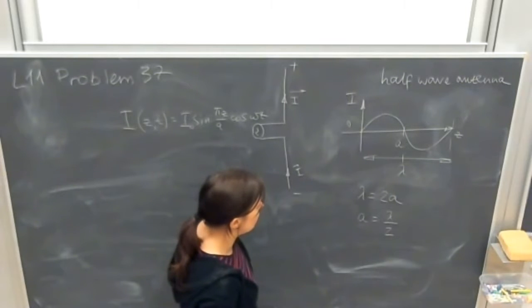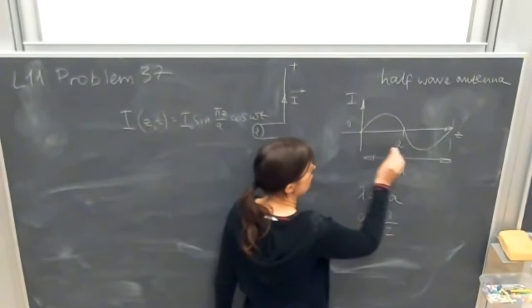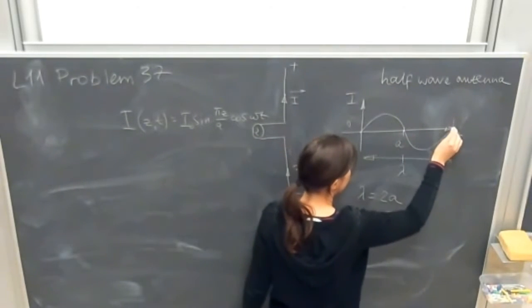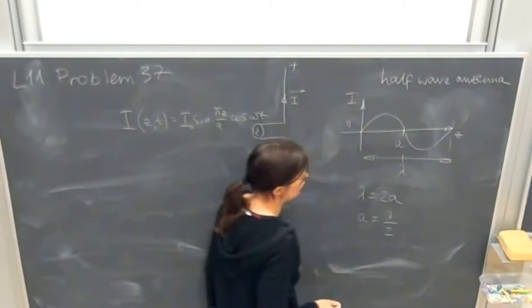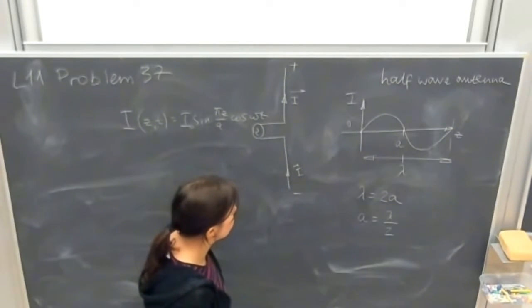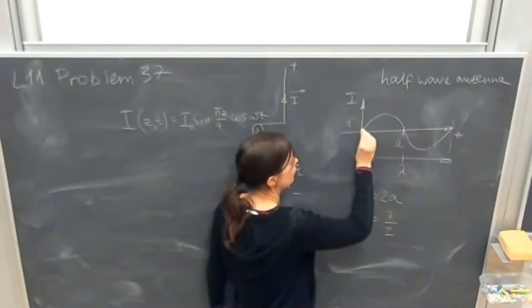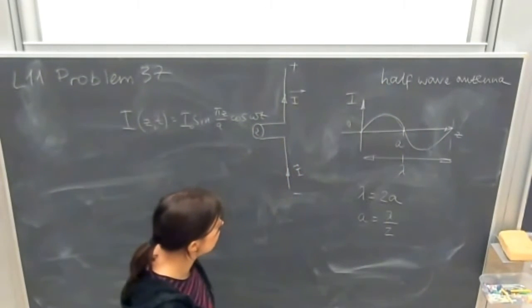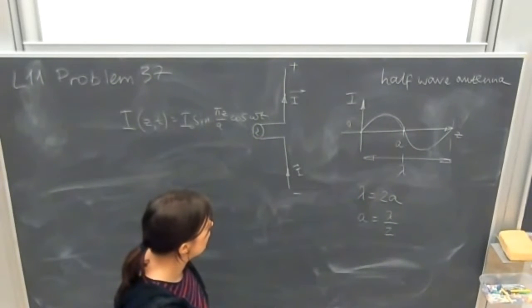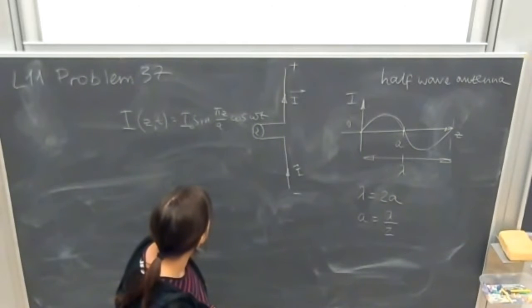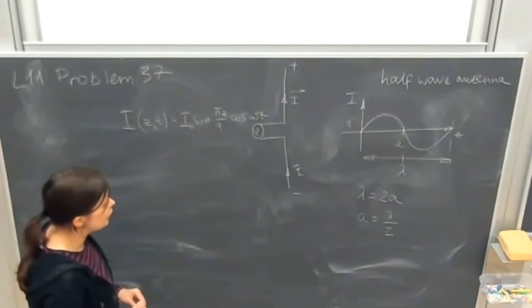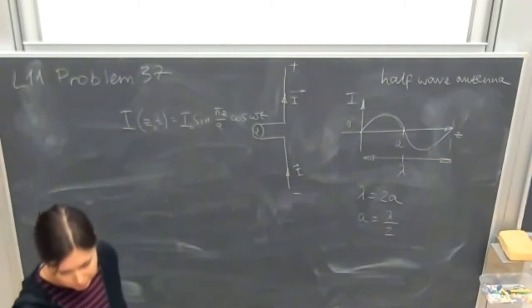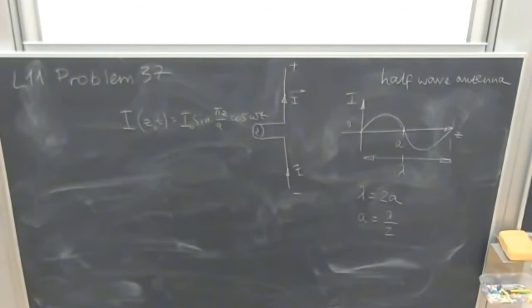And about the current, it's 0 at 0, and 0 at a, and 0 at 2a. And it's alternating by sign. So to find the electric field of this antenna, we'll need to get help from the pink pages.